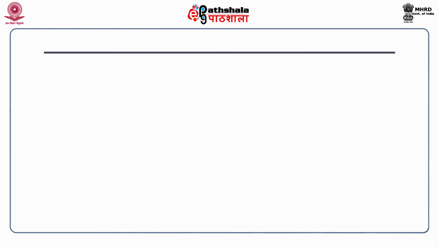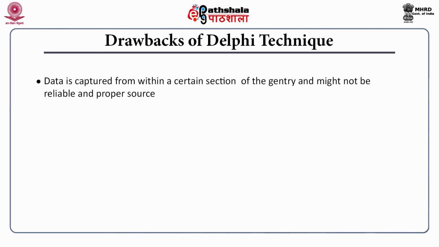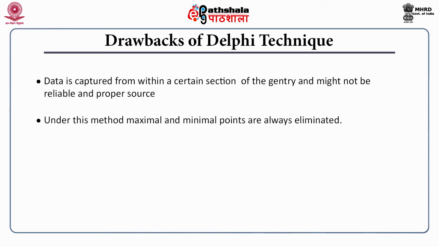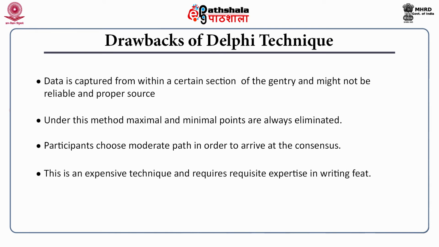So, let's now see what are the drawbacks of Delphi technique. Data is captured within a certain section of the gentry and might not be reliable and properly sourced. Under this method, maximal and minimal points are always eliminated. Participants choose a moderate path in order to arrive at the consensus. This is an expensive technique and requires requisite expertise in writing. It necessitates strong dedication from the participants.